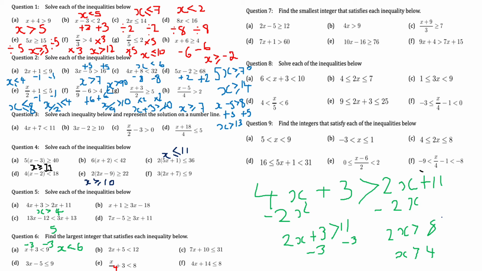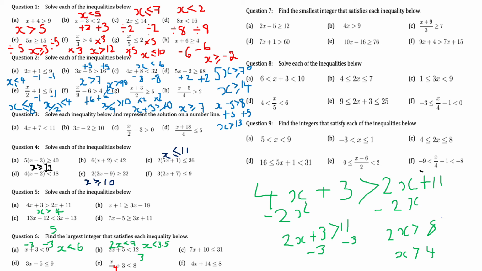For part B, minusing 5 on both sides, I get 2x is less than 7. Dividing both sides by 2, I get that x is less than 3.5. So the largest whole number that fits this inequality is going to be 3, because 3 is smaller than 3.5.